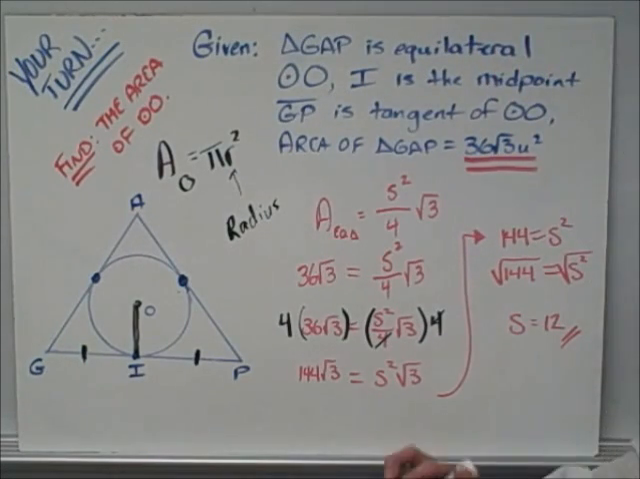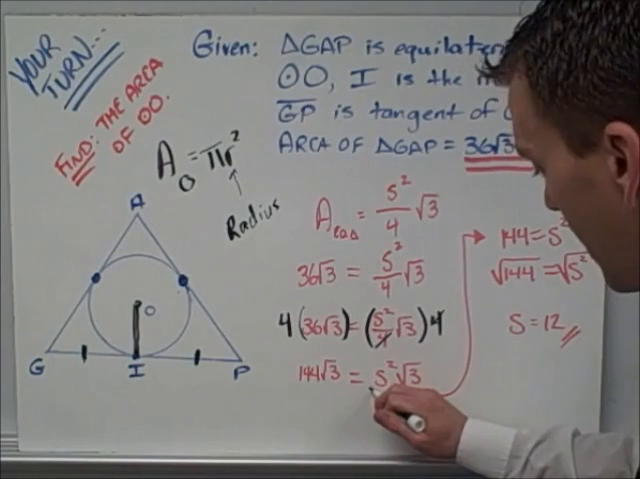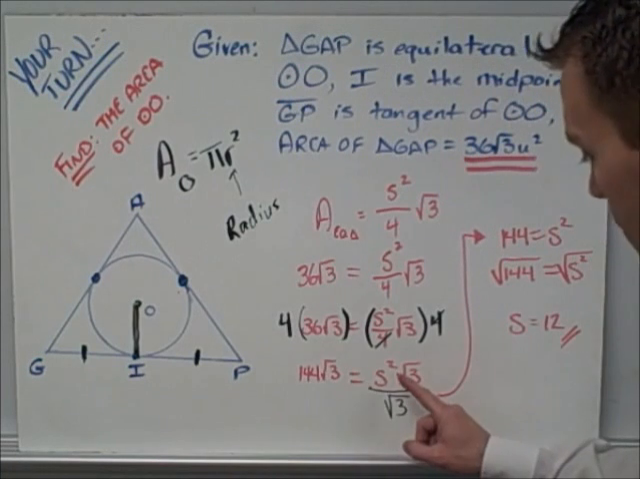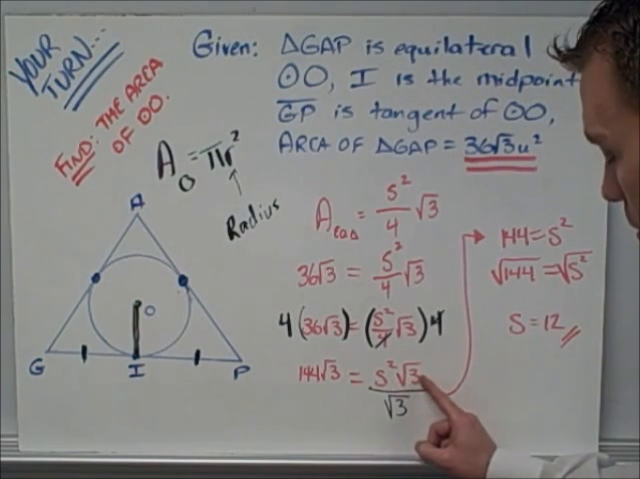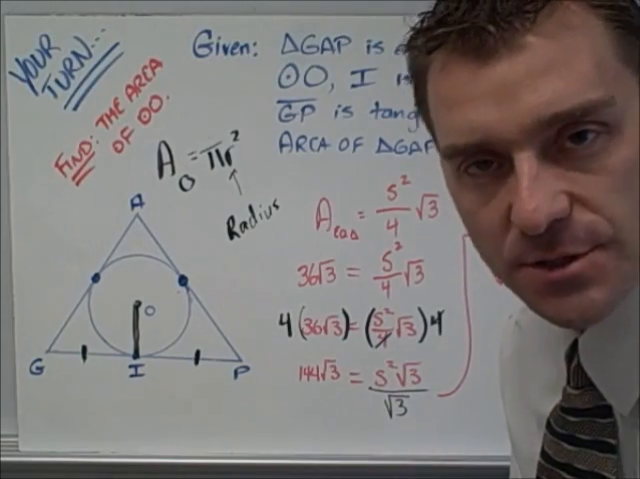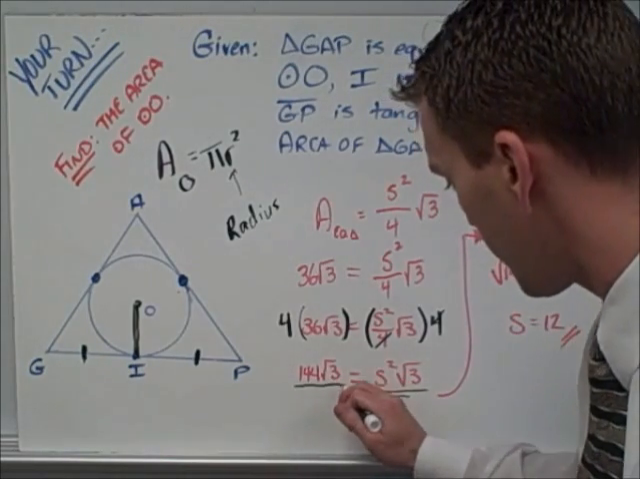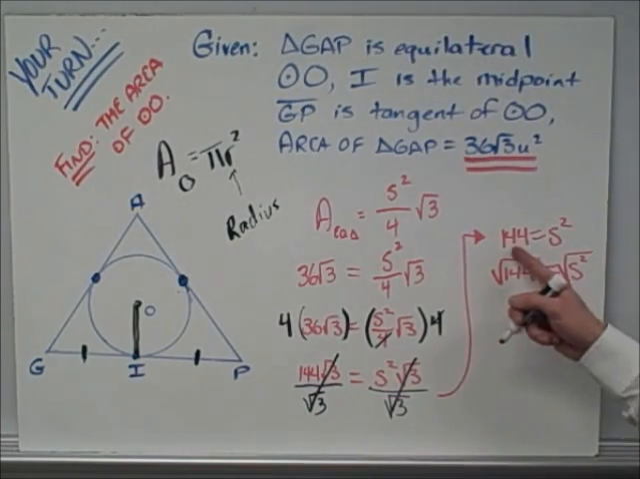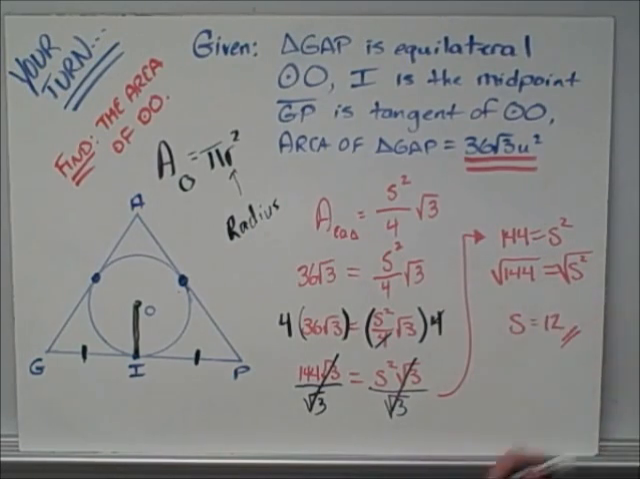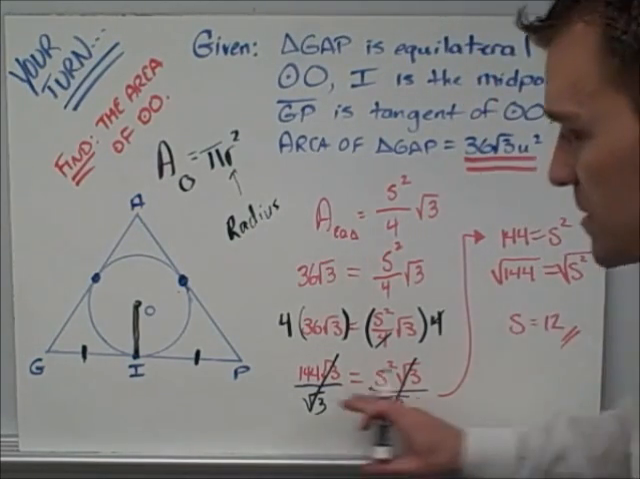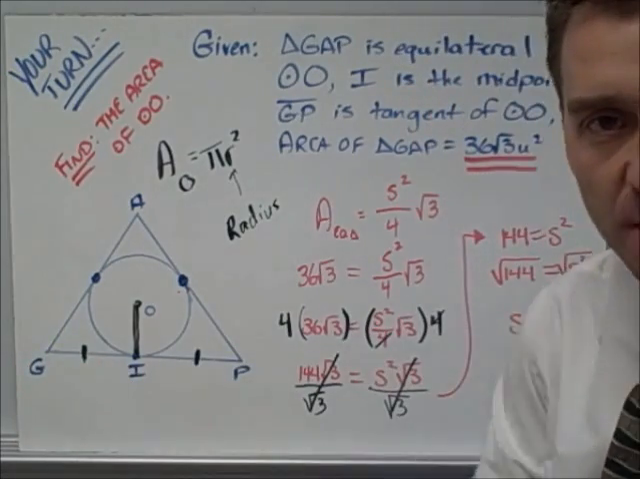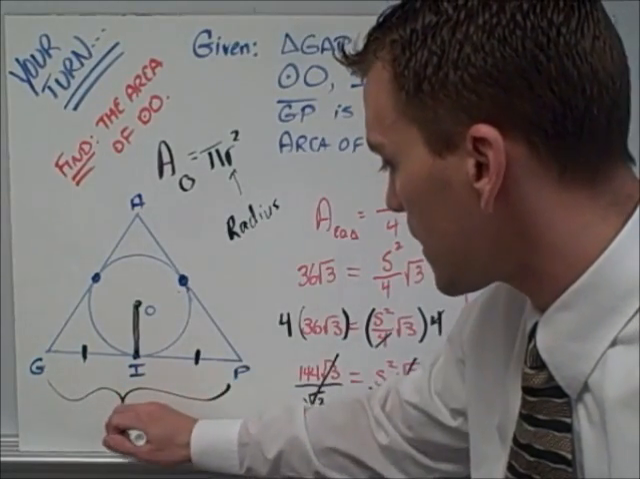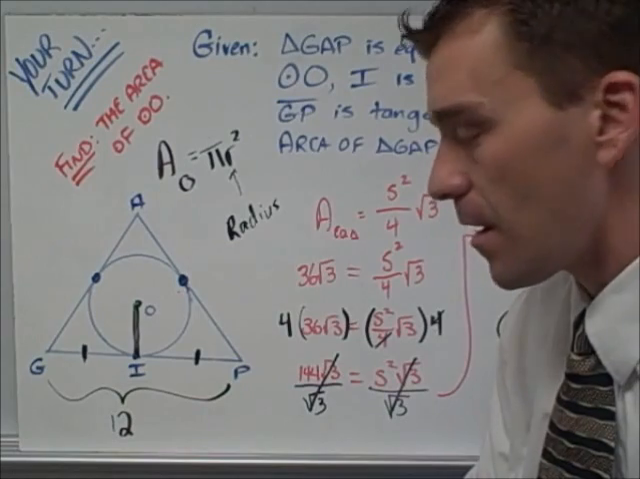Now what I'm going to do, algebra-wise, is divide by root 3. Why would I divide by root 3? Because down here I'm multiplying s squared by root 3, so the inverse operation of multiplication is division. So the root 3's cancel, and I'm left with s squared equals 144. Square root both sides. It is actually plus or minus 12, but the negative 12 doesn't make sense because you can't have a negative side length of a triangle. So it's an extraneous solution. It's gone. So this side length from G to P is 12. So we got that piece.